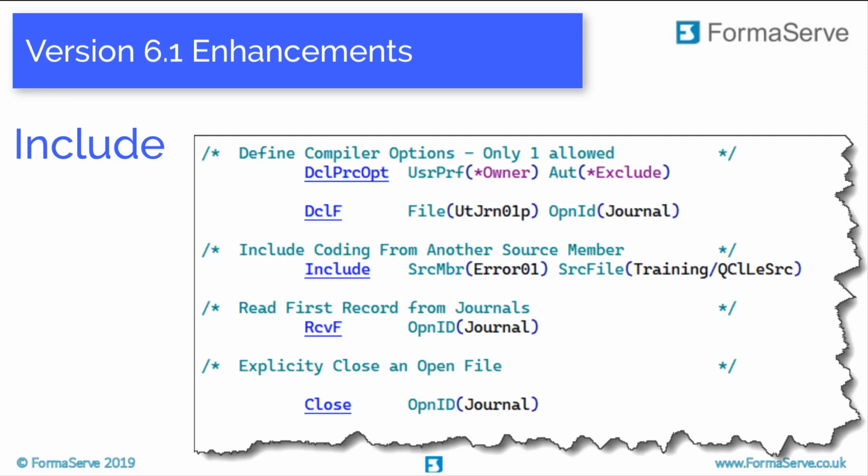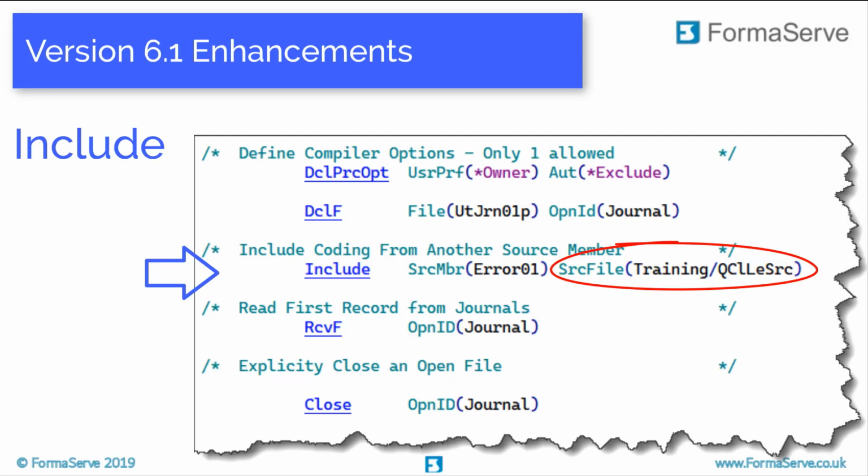If you ever have to go back and change the included source, because it is included at compile time, you will have to recompile your programs. Here we can see some source being included. Here we have a source member of ERROR01, and that lives in the source file QCLLESRC in the training library. So that will get included at that point in the code in this program.